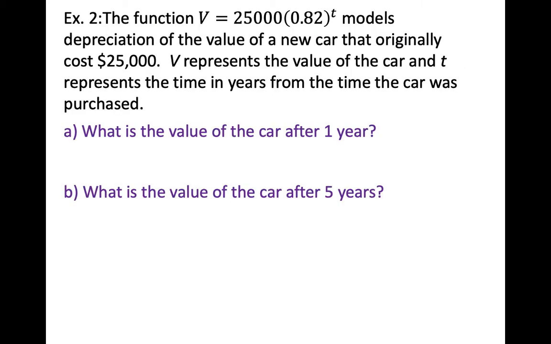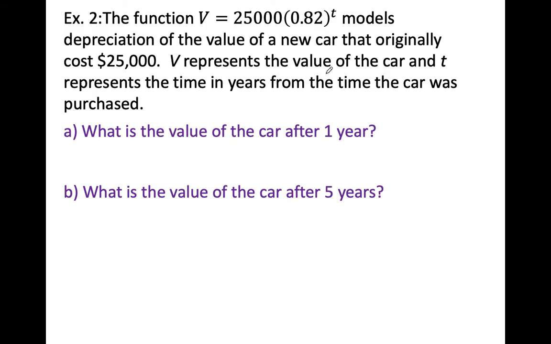So the function V equals 25,000 times 0.82 raised to the t models depreciation of the value of a new car that originally cost $25,000. V represents the value of the car, and t represents the time in years from the time the car was purchased. First question, what is the value of the car after 1 year?